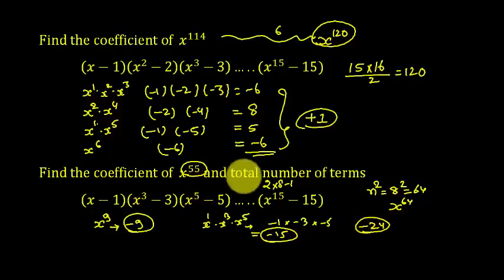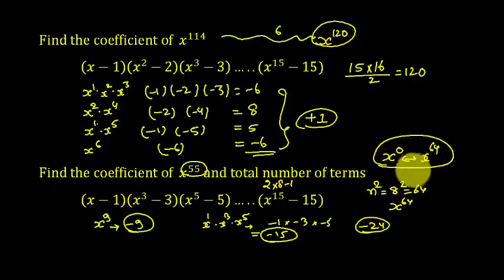I hope it is clear. But we have a new question: find the total number of terms. If we have odd powers, we can get powers of x from 0 to 64. There should be 65 terms, starting from 0 to 64.